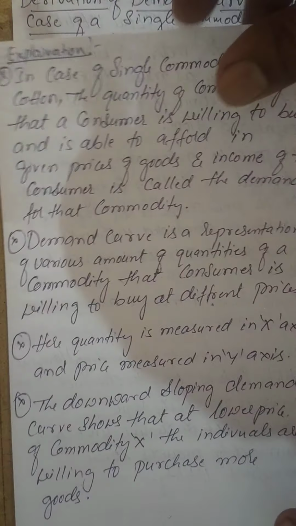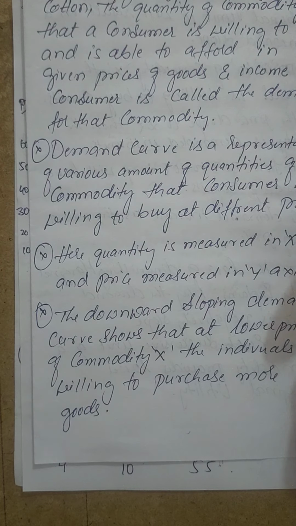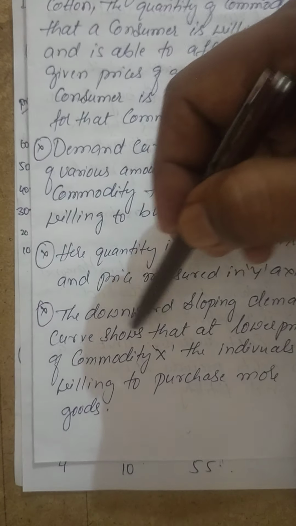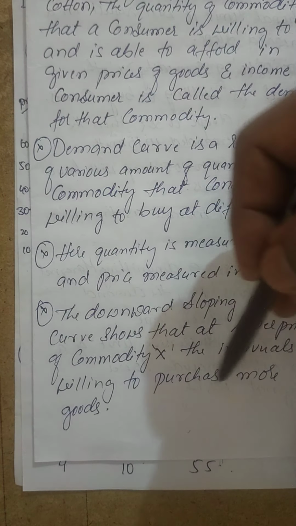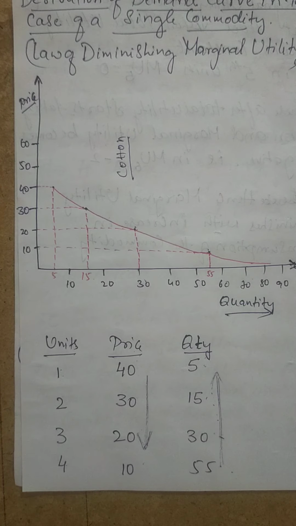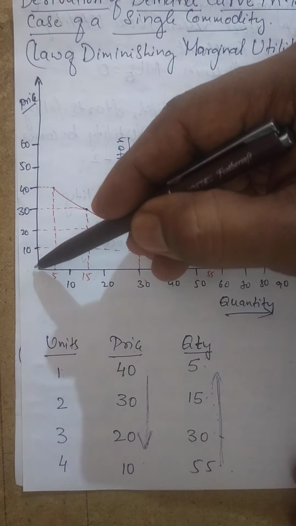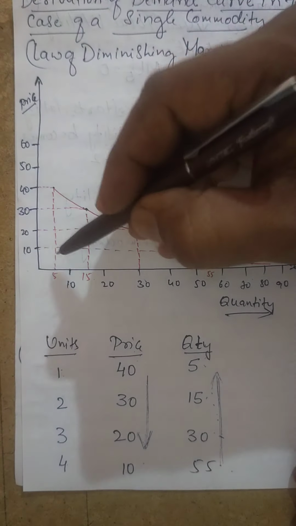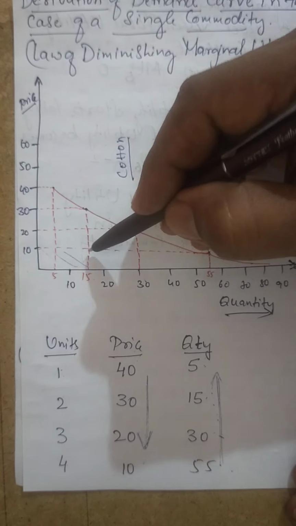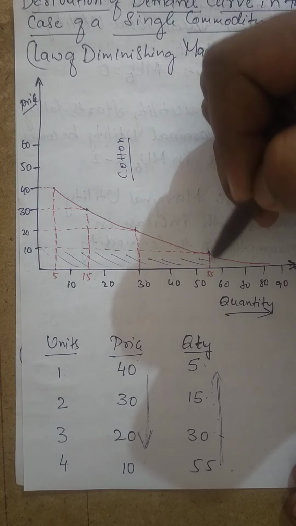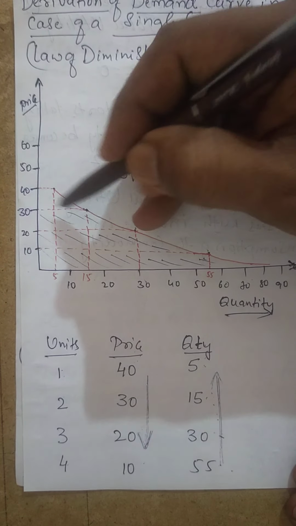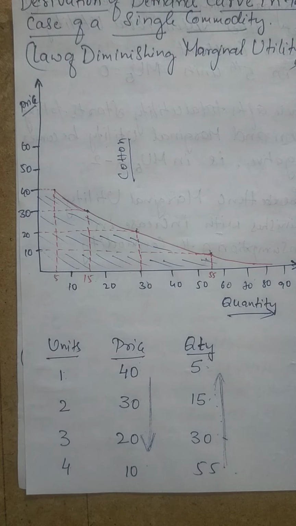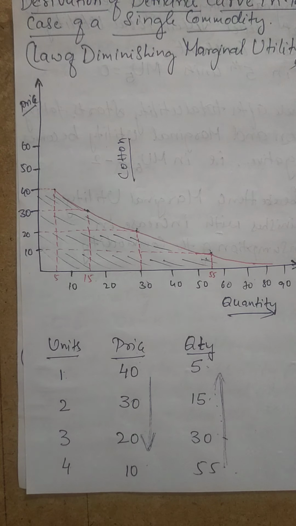Next, the downward slope. The downward-sloping demand curve shows that at a lower price of commodity X, the individual is willing to purchase more goods. See, at a lower price the individual is ready to purchase more goods. This is the larger quantity he is going to purchase. You can also make a mark like this, it becomes easier to understand.